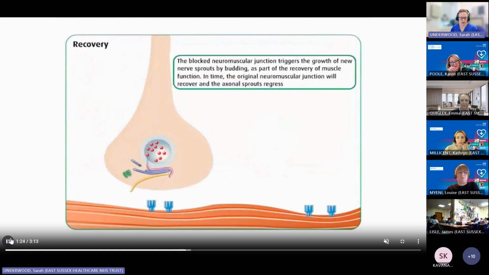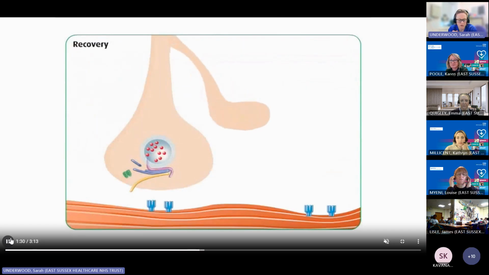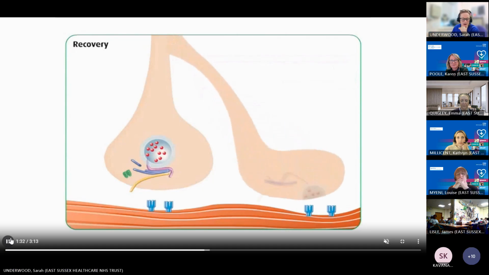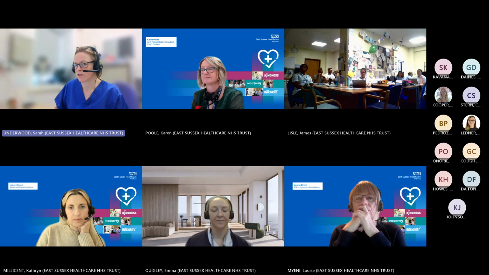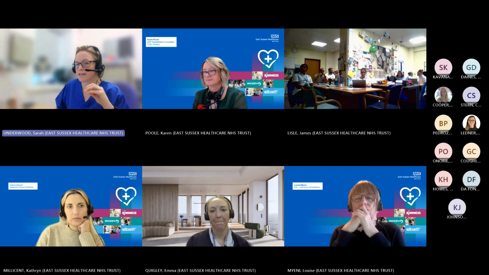Then over time you do get recovery, which is why it's short term, around 3 months for most patients. The neuron undergoes sprouting or budding, and you get return of normal acetylcholine transmission. So hopefully that gives you a little bit of an understanding of how botulinum toxin works.